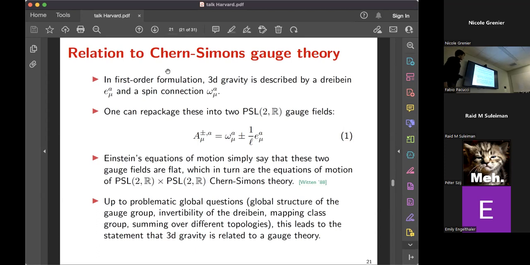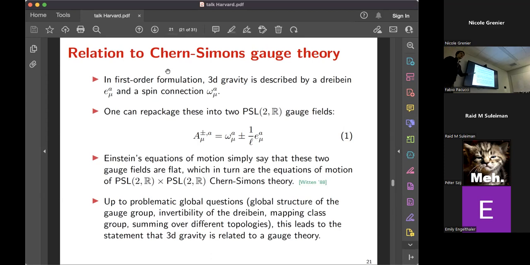Then there's a very famous observation that Einstein's equations of motion just say that these two gauge fields are flat. These are the equations of motion of Chern-Simons theory. That often leads to the claim that 3D gravity is somehow related or equivalent to SL2R times SL2R Chern-Simons theory.